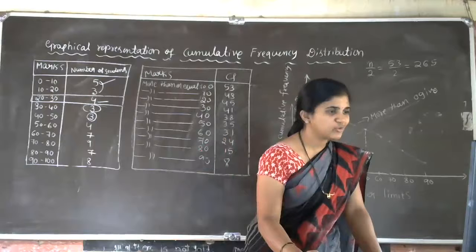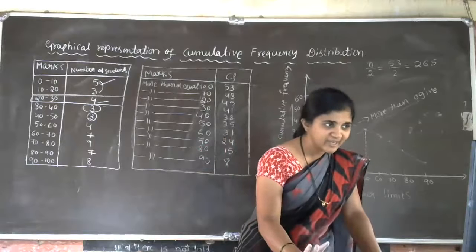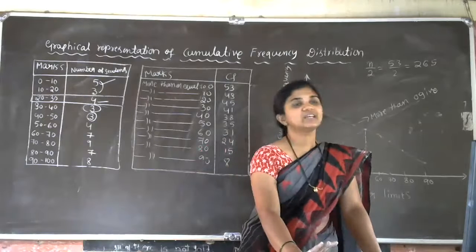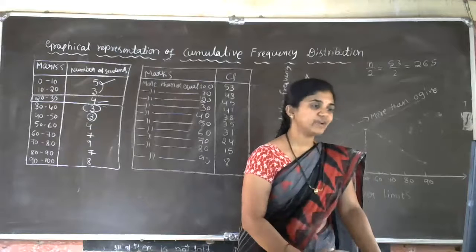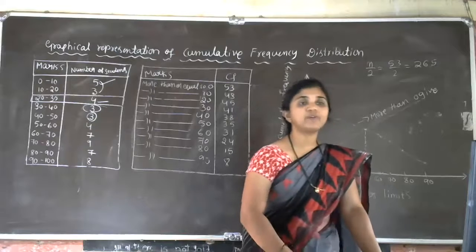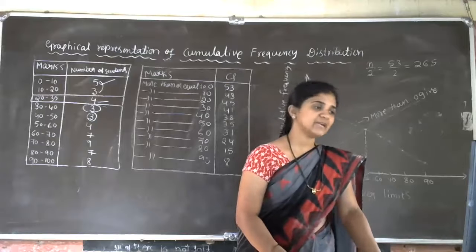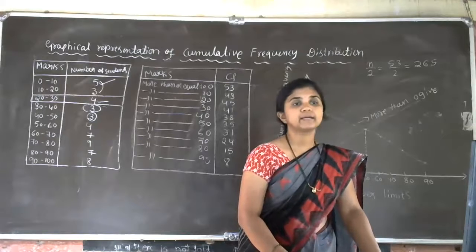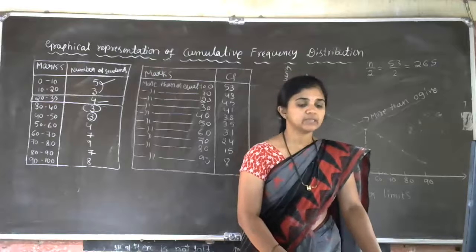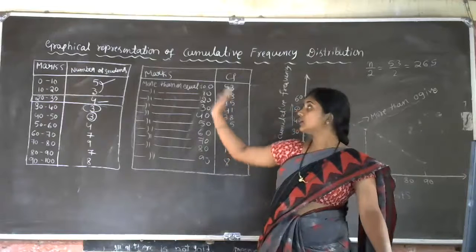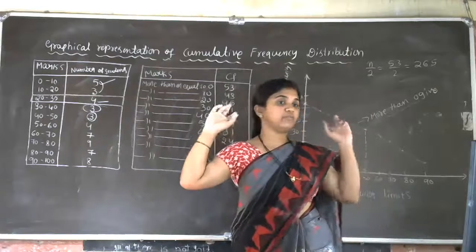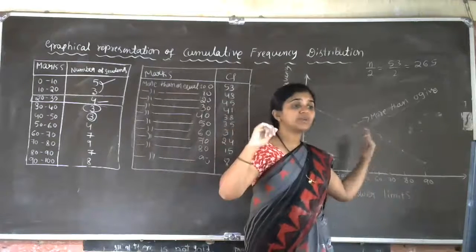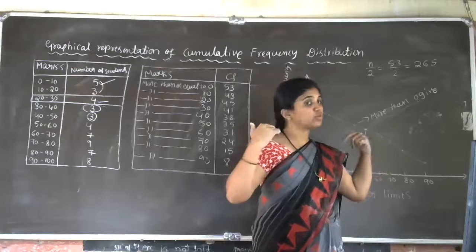Here also we use cumulative frequency for the median concept only. We are finding the median with the help of the ogive, the less than type curve and more than type curve. You have to find the less than type and more than type cumulative frequencies properly. Otherwise, you will not get the less than ogive and more than ogive properly.